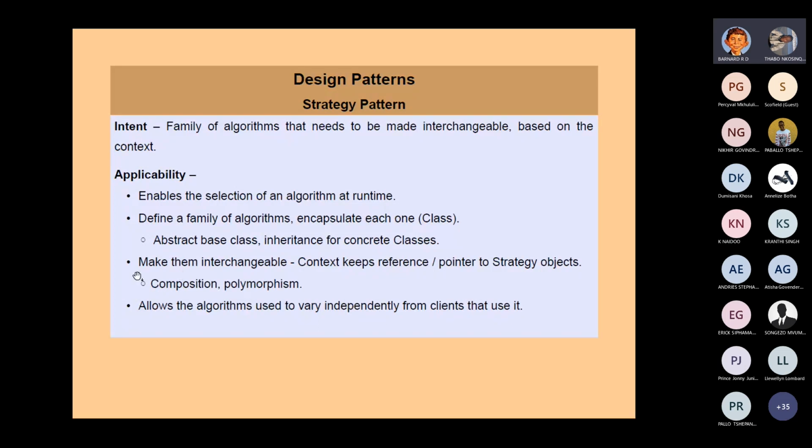Then the other thing is where you have these different algorithms and you want to make them interchangeable, the context, which is basically your client again, keeps a reference or pointer to the strategy objects, and then it selects whichever one it wants to use when required. And again, it uses these principles that we've looked at before, composition and polymorphism, because you have multiple strategies which use inheritance and polymorphism.